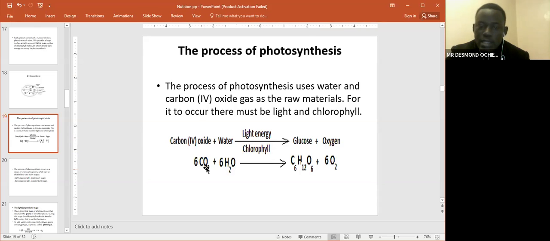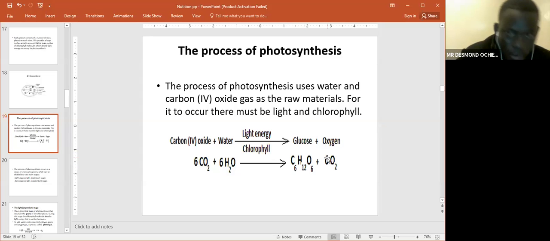And as you can see, this is the chemical equation: 6 molecules of carbon dioxide reacting with 6 molecules of water to give you one molecule of glucose and 6 oxygen molecules.